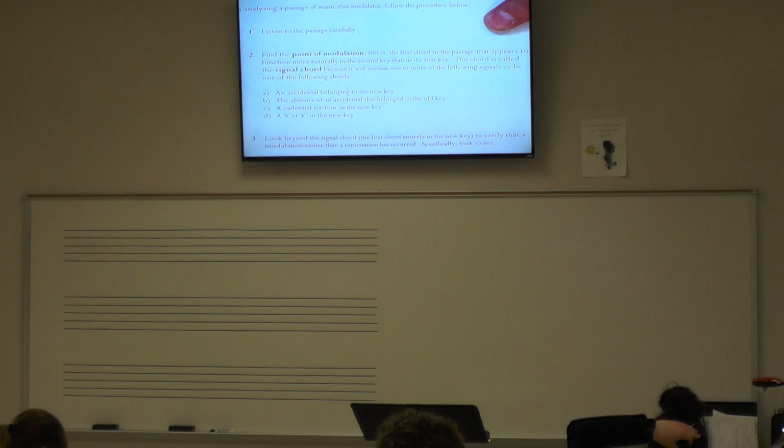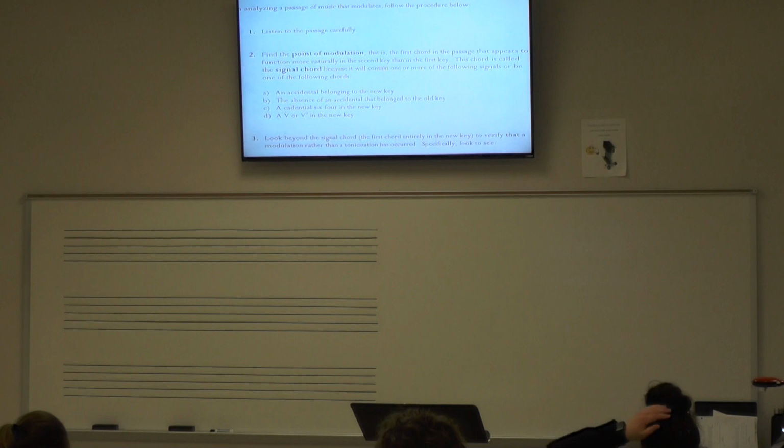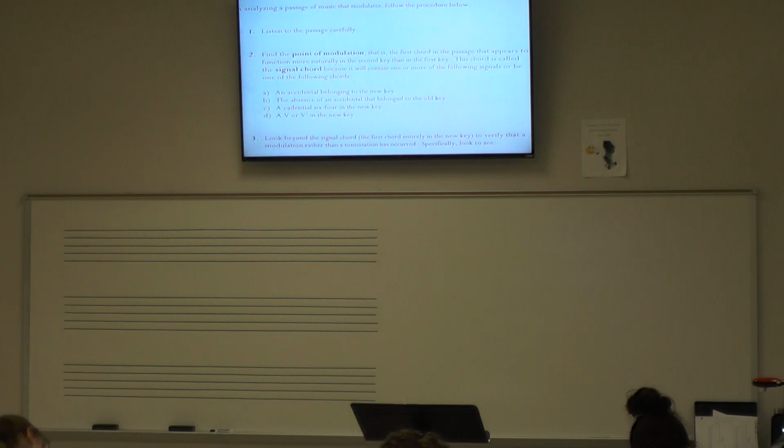What are possible signals that might alert you to the fact that you are looking at a chord that's functioning in the new key rather than the old key? Well, letter A says an accidental that belongs to the new key, but not to the old key. That's a visual signal, a physical presence in the music that you can see that's going to help you find what I call the signal chord, right around where the modulation takes place. Sometimes, letter B says there's an absence of an accidental that belongs to the old key. So for instance, let's say we are modulating from A minor to D minor.